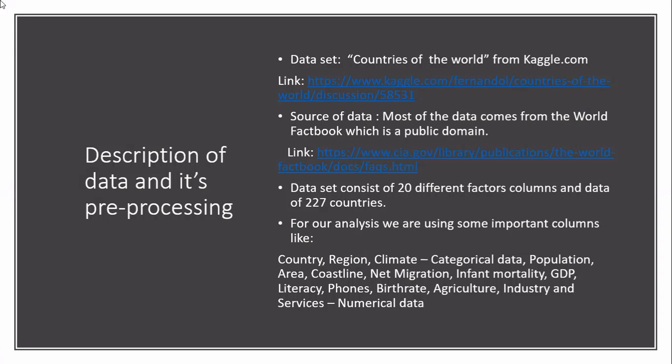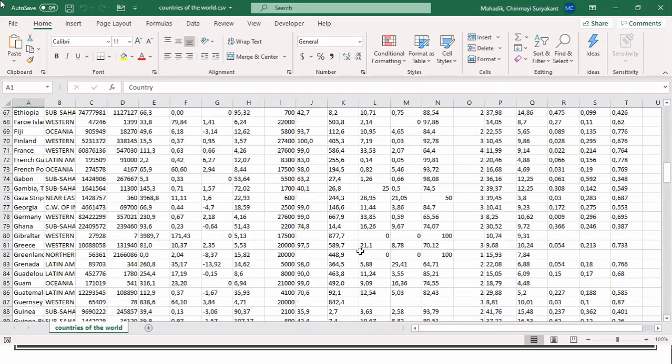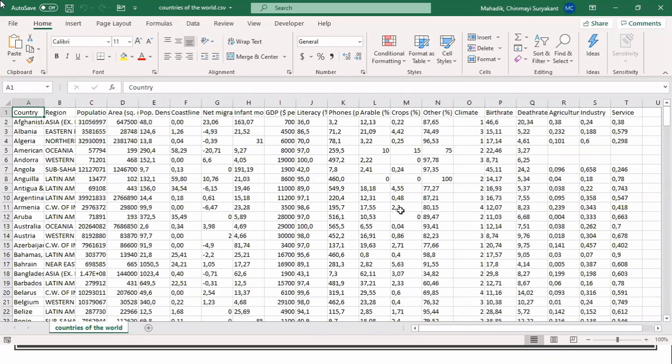Let's talk about data. We pulled our data from Kaggle.com and the dataset name is Countries of the World. The main source of this data is the World Factbook, which is a public domain. So it was very easy for us to retrieve different types of data which we require for our analysis. The dataset looks like this. This is the raw data which we pulled from the Factbook. There are different countries, region, population. The data set has 20 different factors, countries, region, population, etc., of 227 different countries.